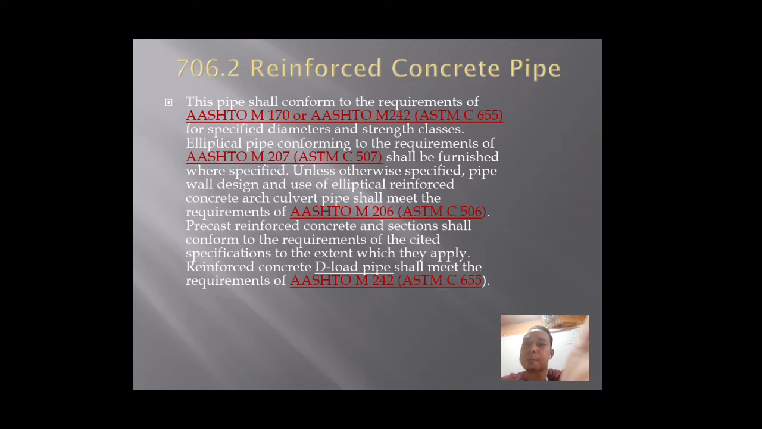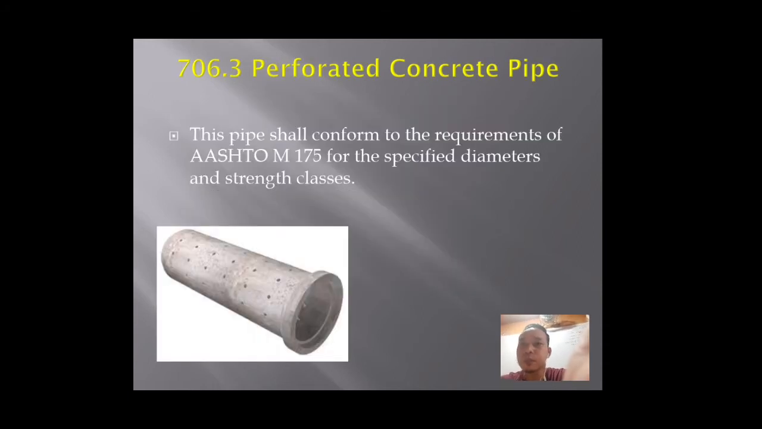Anyway, I'm going to give you the reference so that if you do more research about this, you have this information. Under 706.3, perforated concrete pipes, according to the book, these pipes shall conform to the requirements of AASHTO M175 for the specified diameter and strength classes. An example of perforated pipes is those pipes that have holes in the sides of the pipe.